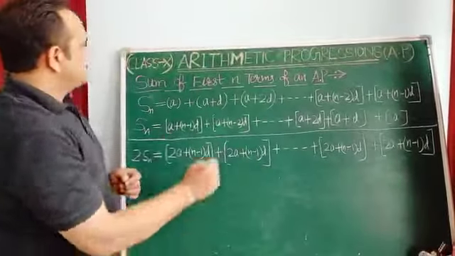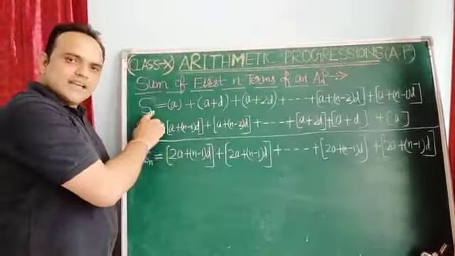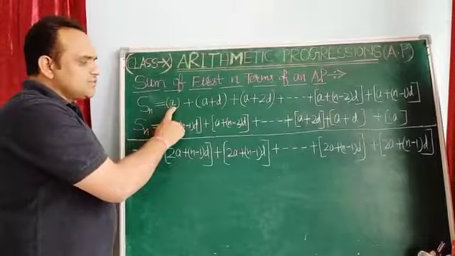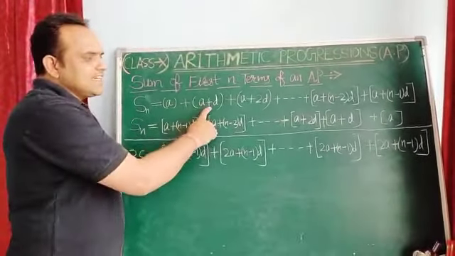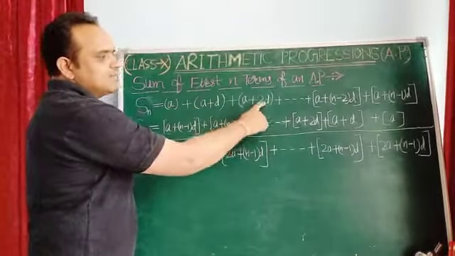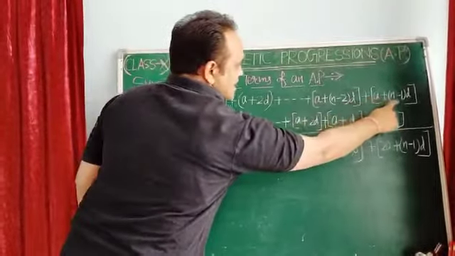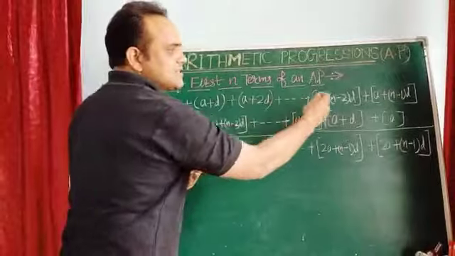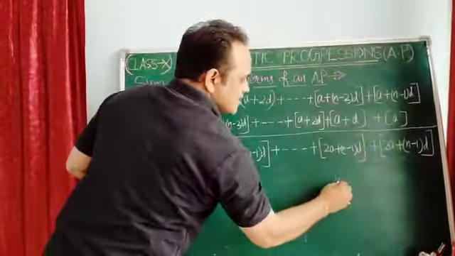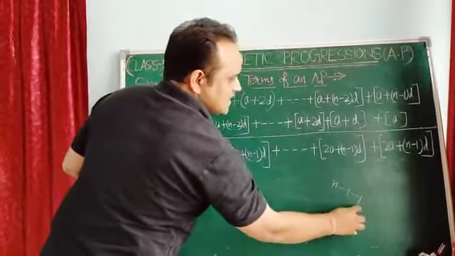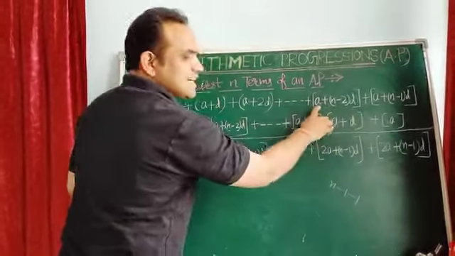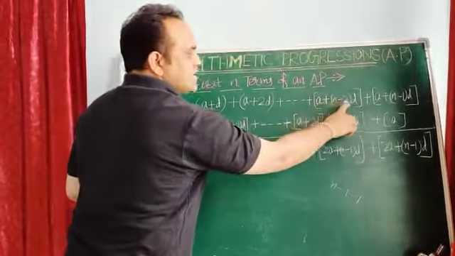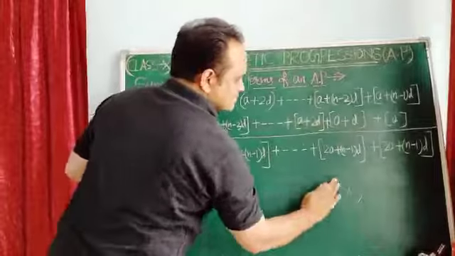Here Sn means the sum of first n terms. a is the very first term, a plus d is the second term, a plus 2d is the third term, and in the same way a plus (n minus 1)d is the last term. The second last term is n minus 1 minus 1, so minus 1 and minus 1 will be minus 2. So the second last term will be a plus (n minus 2) into d.